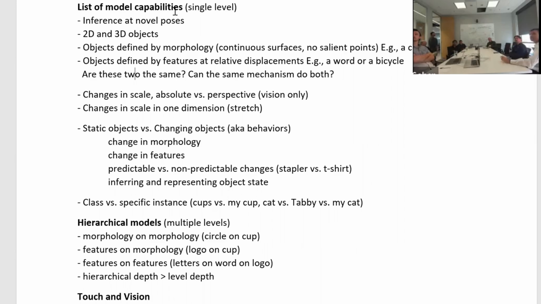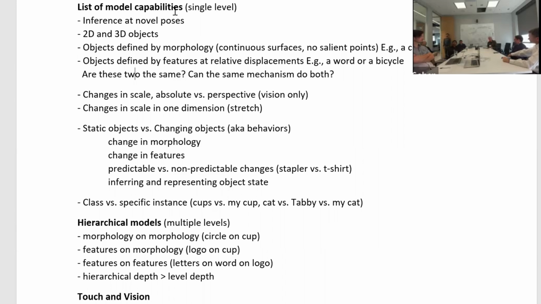Then there are changes in scale that are not absolute. You can take an object and stretch it. So I can say, imagine if this is a fatter version of this, same height but fatter. I can easily imagine that, and I can learn that. And then I would somehow be able to take my model of this cup and stretch it in one dimension. So that's kind of a weird thing.